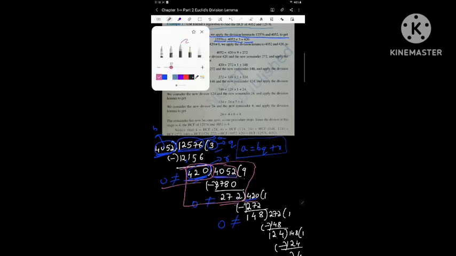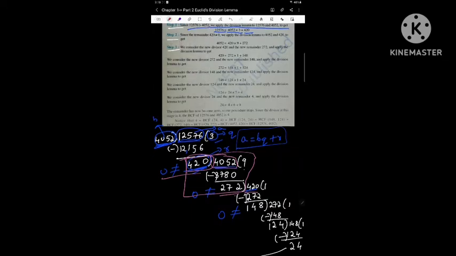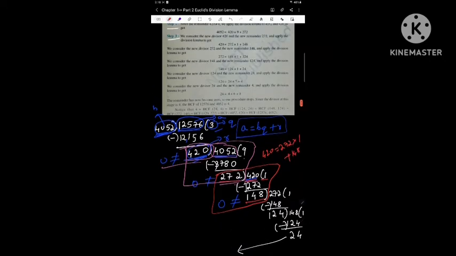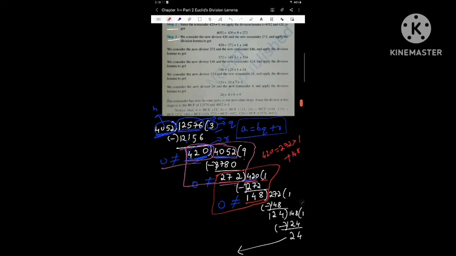See, for this they have considered it this way. Wait a minute. So here this whole step, whatever I have marked on the right. For this they have applied 272, 420 and 148. So 420 equals 272 into 1 plus 148. That's what they have done here, right? 420 equals 272 into 1 plus 148.